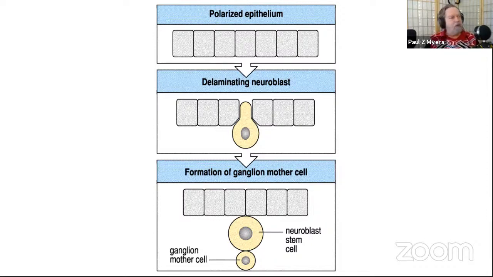This is from Lewis Wolpert's textbook, and unfortunately he's drawn it upside down. I don't know why he did that. But remember, the insect neurectoderm is ventral. So this is the ventral side of the animal, and everything delaminates into the interior in a dorsal direction.